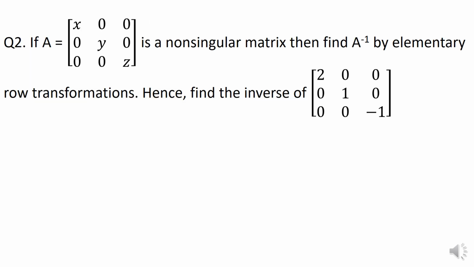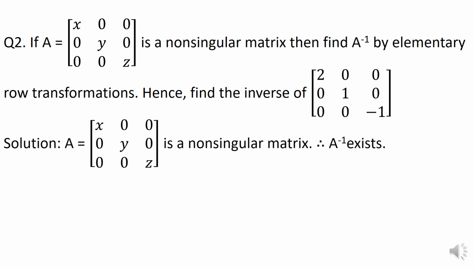This question is an important one from the examination point of view. If A is a given 3 by 3 matrix, as you can see over here, the diagonal elements in A are X, Y and Z. It's a diagonal matrix and they have given that A is non-singular. We have to find out A inverse by doing row transformation. And then we also have to find the inverse of another diagonal matrix having 2, 1 and minus 1 as the diagonal elements. So A is the given matrix. It is a non-singular matrix.